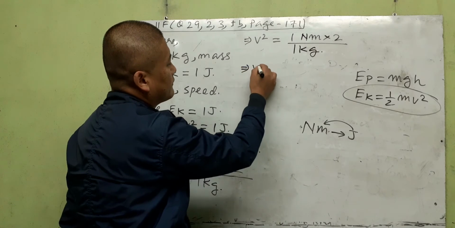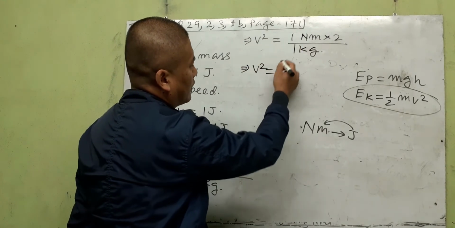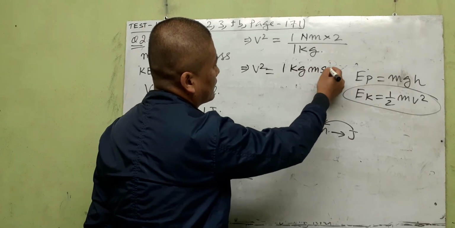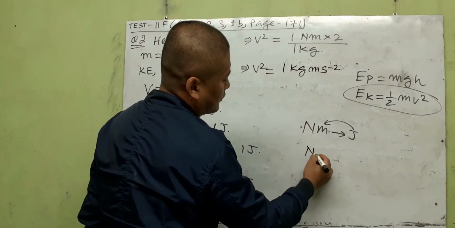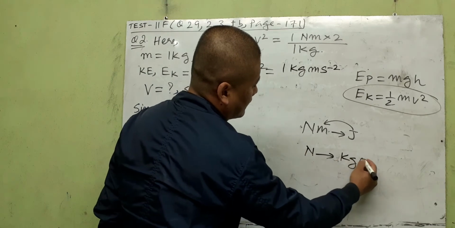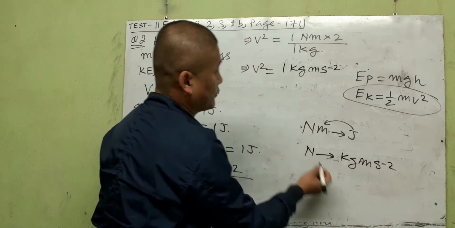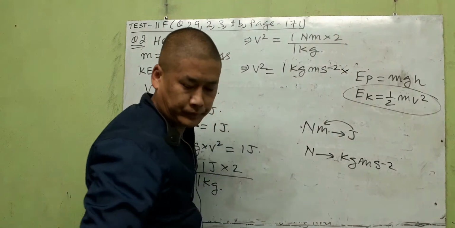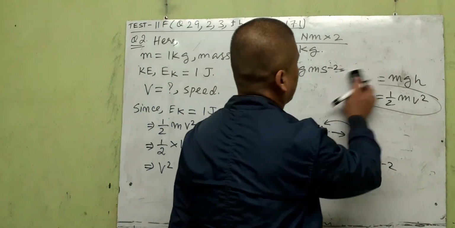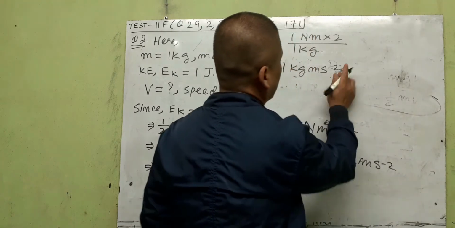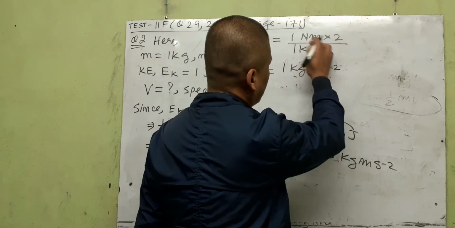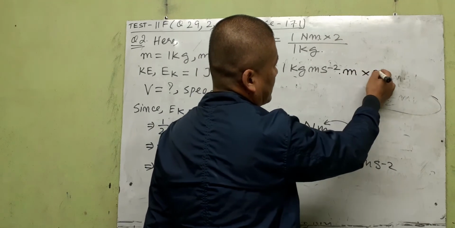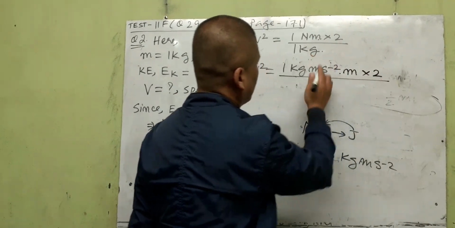The reason is this: V squared is equal to... now we know that Newton is kg meter per second square. So we're replacing the Newton by kg meter per second square, into meter per second square, Newton, and then another meter is there, so we just put the meter as it was in the previous step, into 2 divided by.